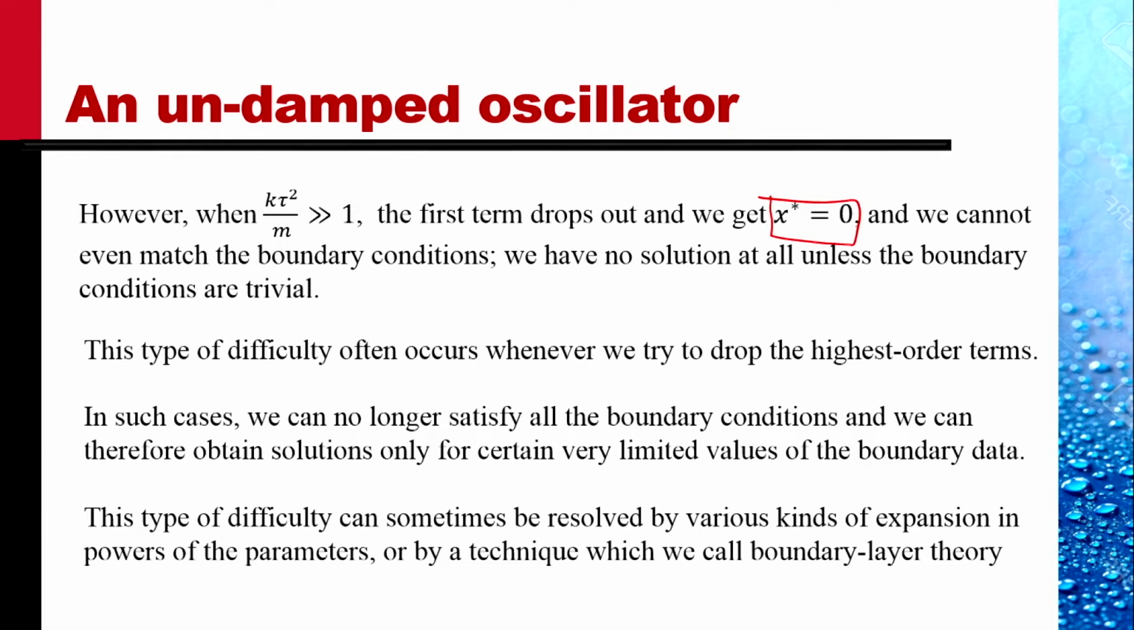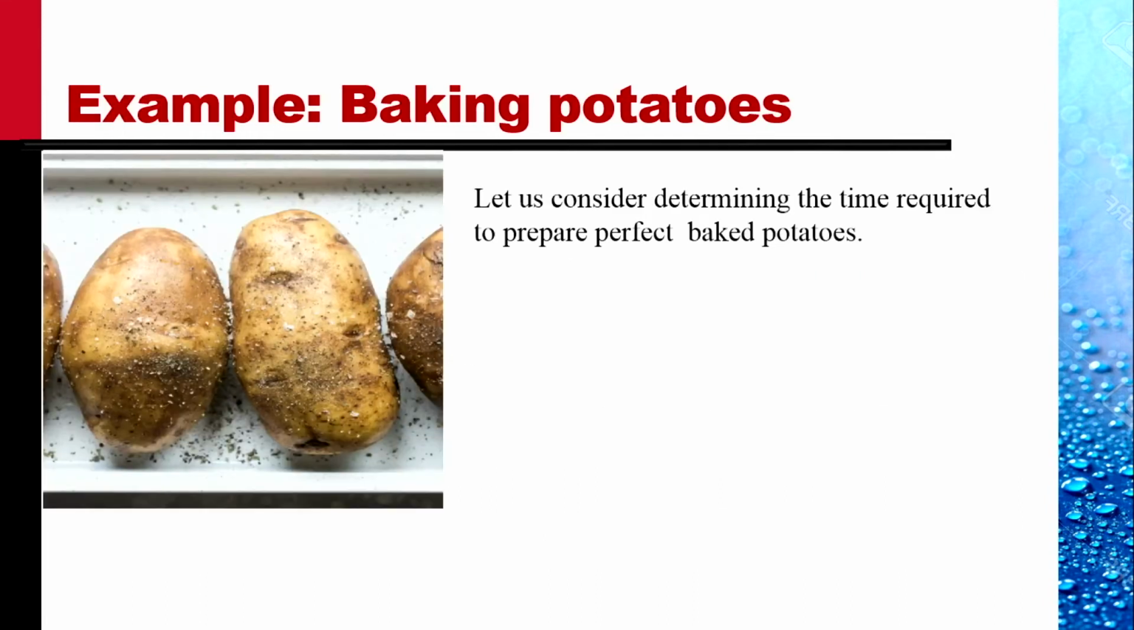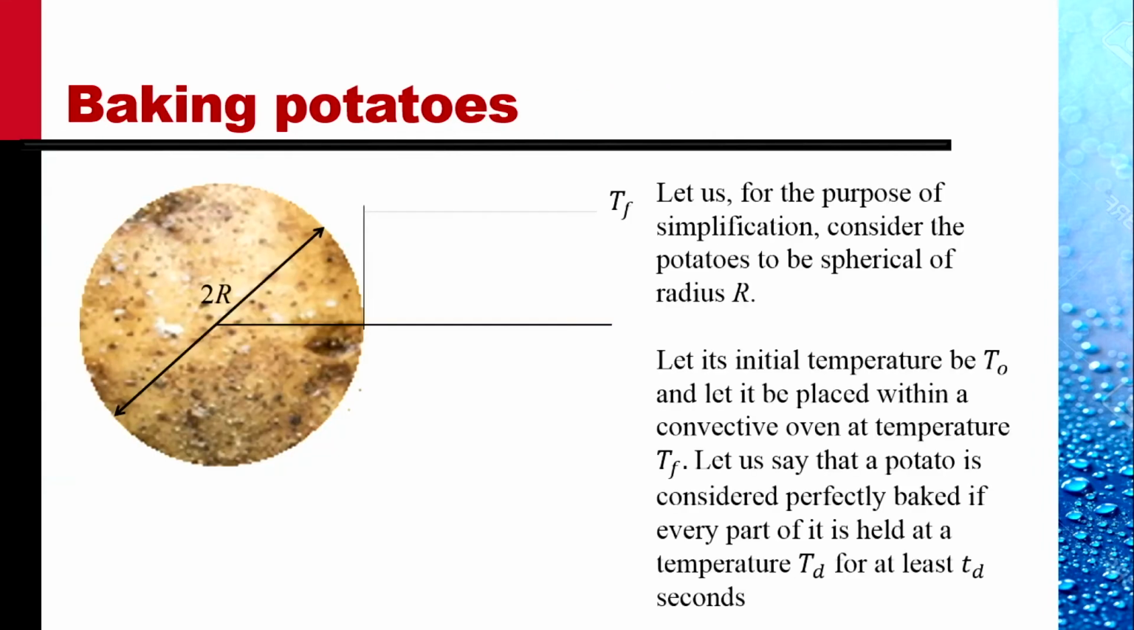We will come to that later in the course. Now, after this discussion, let's do a very simple example. Let us consider determining the time required to prepare perfect baked potatoes in a convective oven. Let's, for the purpose of simplification, consider the potatoes to be spherical of radius r.